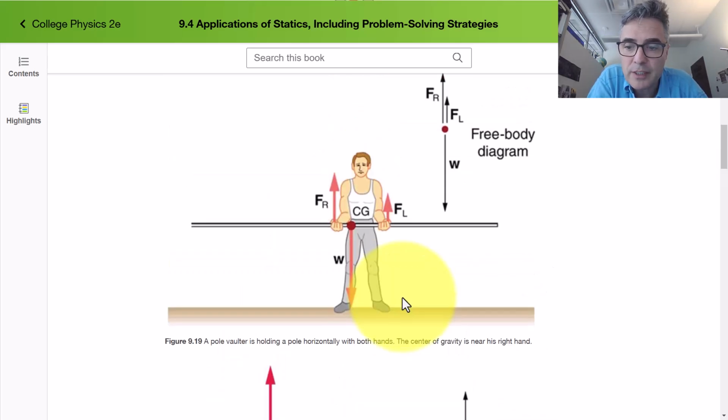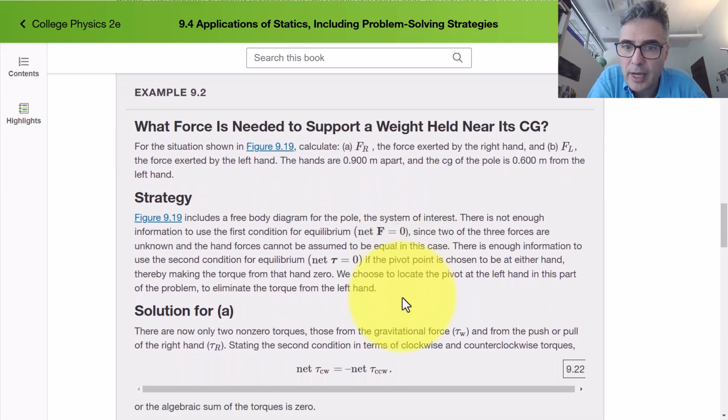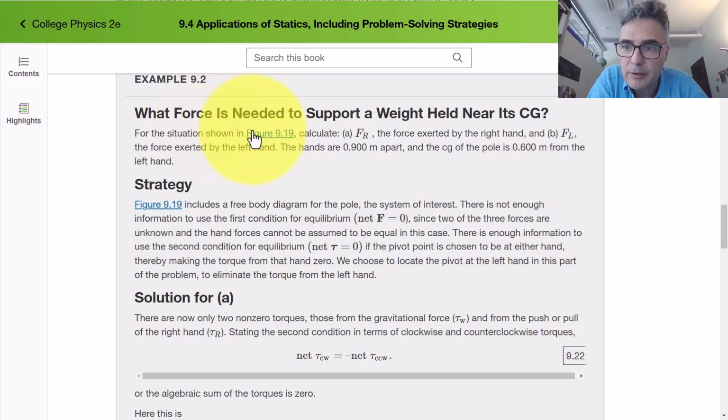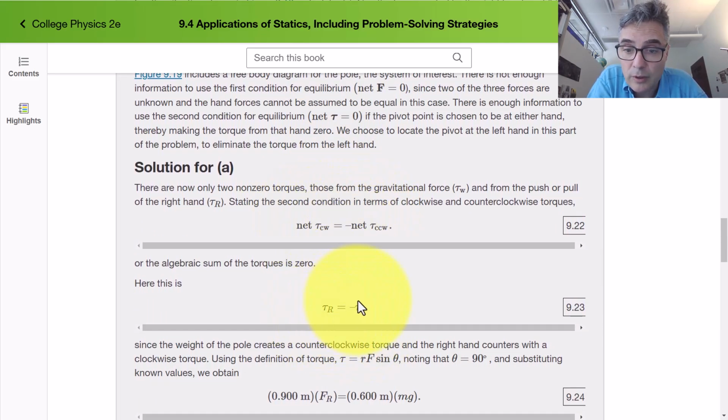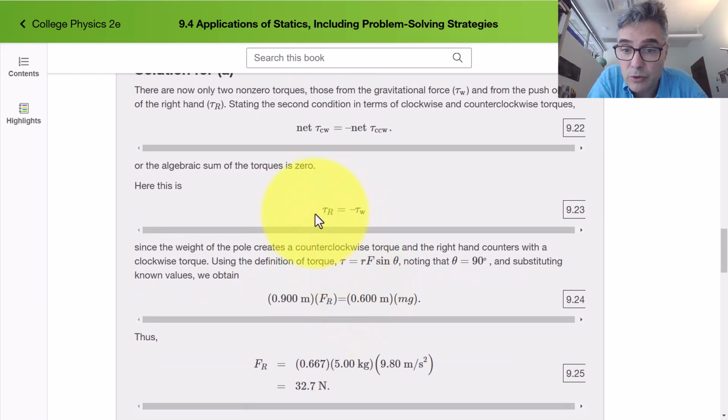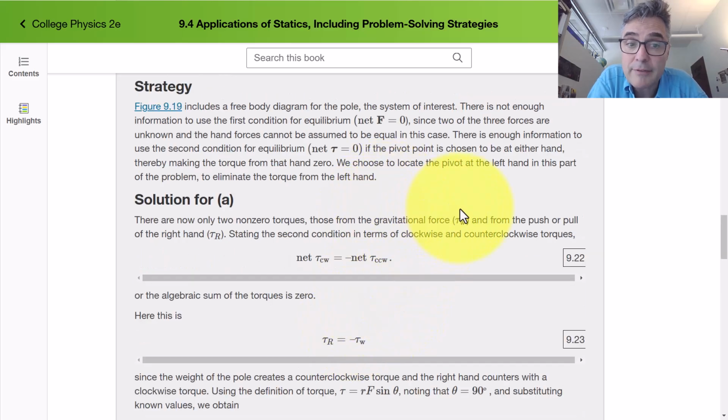So the way you solve this problem from figure 9.9, here it is, example 9.2. Calculate Fr, the force exerted by the right hand, and Fl, the force exerted by the left hand. The hands are 0.9 meters apart, and the center of gravity of the pole is 0.6 meters from the left hand. So you set the net torque to be 0. Torque of the right hand equals negative the torque of the weight. That is if you locate the pivot on the left hand.